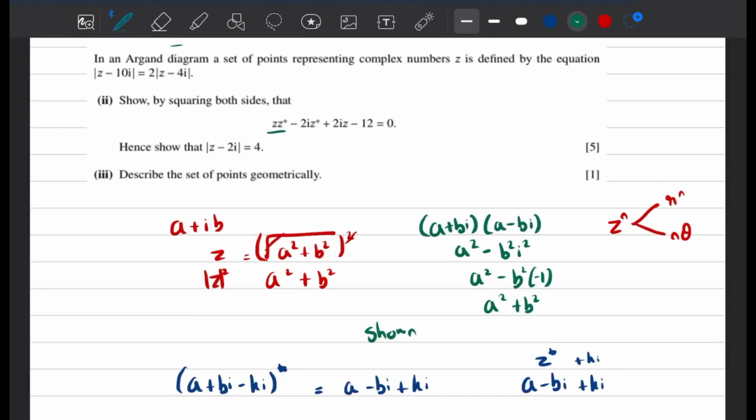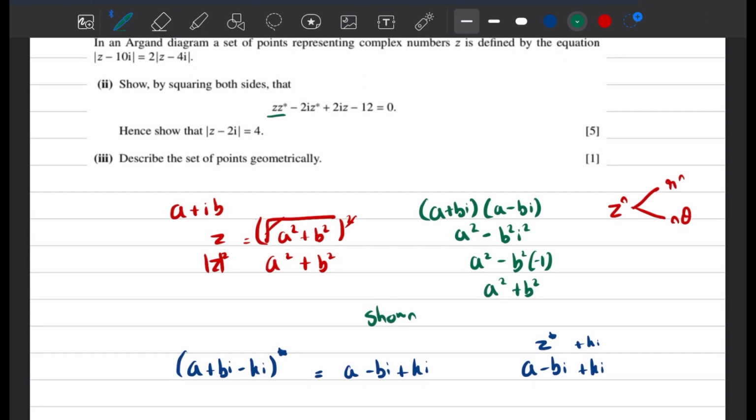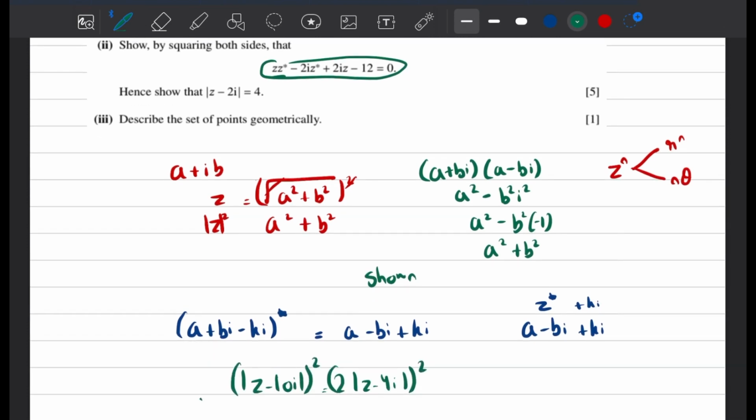Next part is very challenging. Many students got stuck here, guys. So see, you are given z minus 10 iota is equal to 2z minus 4 iota. The examiner has told you that by squaring both sides, you need to show this. So first, bache, what do you need to do? Square both sides. So it's going to become z minus 10i whole square is equal to 4z minus 4i whole square.